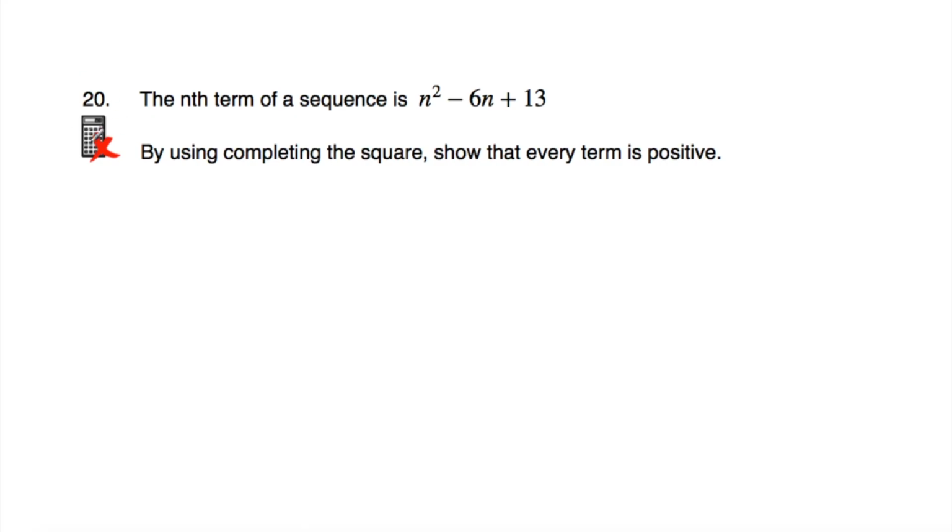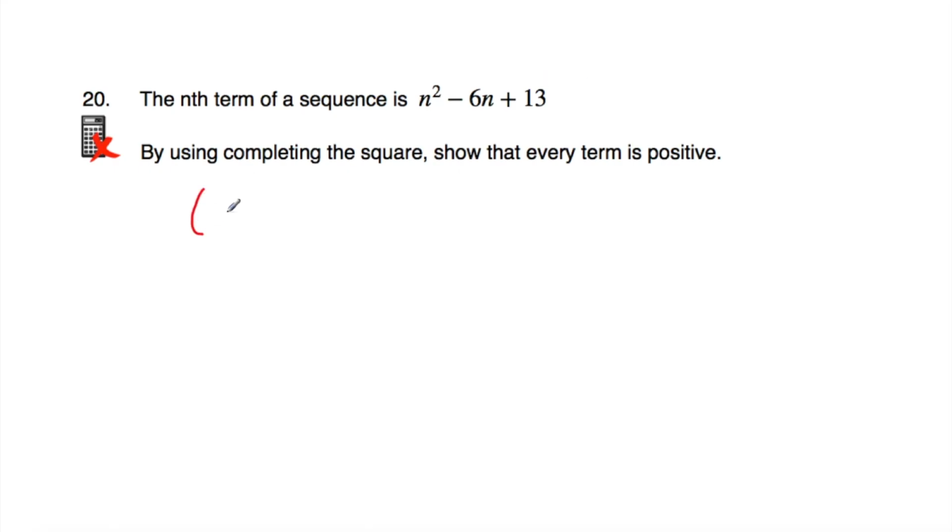Okay, let's have a look at our last question, question number 20. So we've got the nth term of a sequence, n² − 6n + 13. So it's a quadratic sequence, which is in the form of an² + bn + c. And we've been asked to use completing the square to show that every term is positive. So let's do completing the square to begin with. So if we do completing the square on this, what would we get?